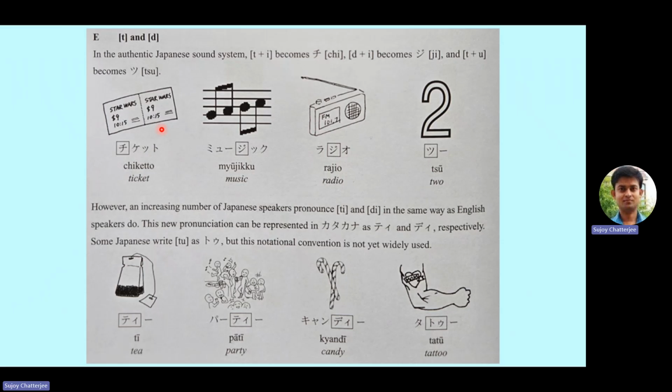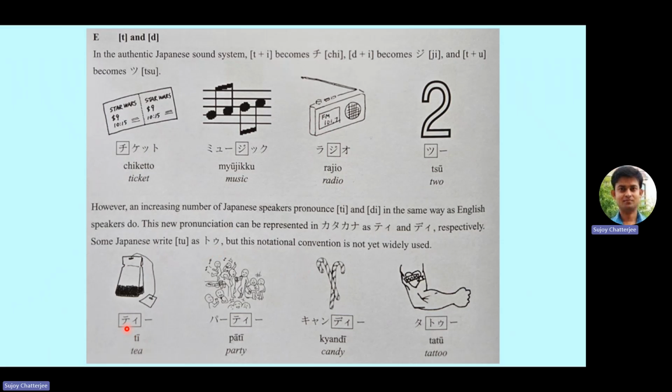However, an interesting number of Japanese speakers pronounce t and d in the same way as English, as I just mentioned. This new pronunciation can be represented in katakana as tei, te plus small i, it's ti, and de plus small i is di, respectively. Some Japanese write tu as to and small u. But this notational convention is not yet widely used.